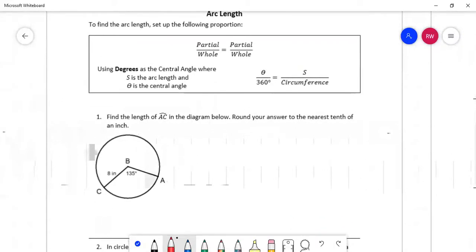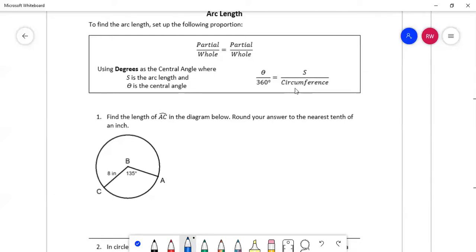When we're dealing with arc length, we're going to set up a proportion every single time. Partial over the whole is equal to the partial over the whole. We're always dealing with degrees, and we're always dealing with the central angle. And S, I'm calling S in this case, it's probably the last time we will use S, but S is the arc length. And theta is a Greek letter, kind of like pi is a Greek letter, delta is a Greek letter. That's what we call a variable for angles. So theta, the central angle, over 360 degrees is equal to the arc length over the circumference.